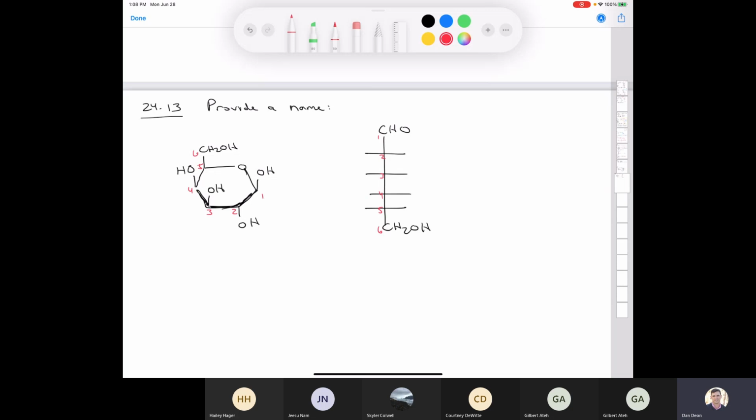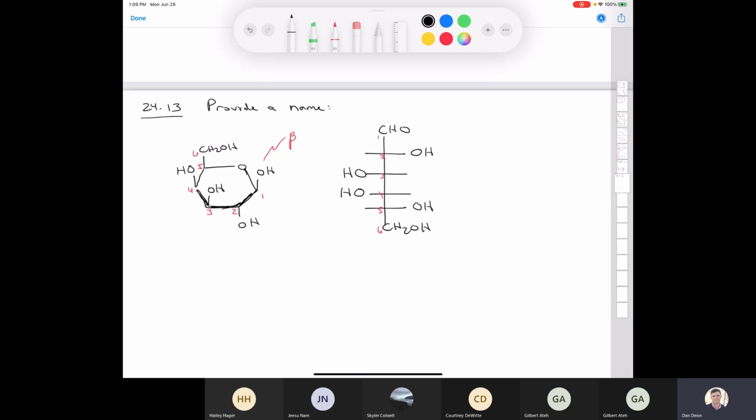Remember that anything that's pointing down is going to be on the right-hand side. Anything that's pointing up will be on the left-hand side. The anomeric carbon, the hydroxyl is pointing up, which is the beta position. But we don't have to concern ourselves with that because, again, that chiral center is not manifested in the Fischer projection. But on carbon number 2, the hydroxyl is pointing down, and so it's going to be on the right-hand side. The next one, on carbon number 3, the hydroxyl is pointing up, so that would be on the left-hand side. Carbon number 4, the hydroxyl is pointing up, that's on the left-hand side.